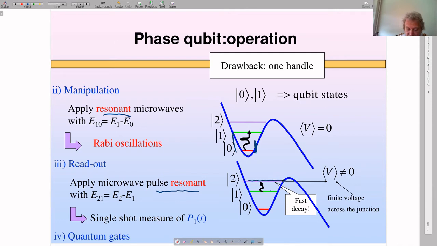For level 2, the tunnel barrier is very low, so the tunneling from level 2 happens fast, and again it just gives a voltage pulse across the junction. So this is how to measure it, and one can measure the probability for the system to be at level 1. Right, so it's in principle a single shot measurement. You have the measurement result, you don't have to repeat the experiment many times before you get the result of the measurement.